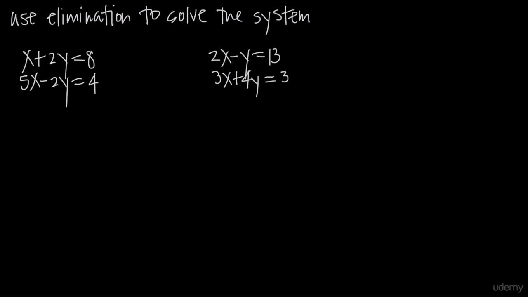Elimination means we're going to add our equations together or subtract them from one another to eliminate a variable so that we can solve for the other variable, and then use that solution for the one variable to find the other variable. So we've been given two examples.